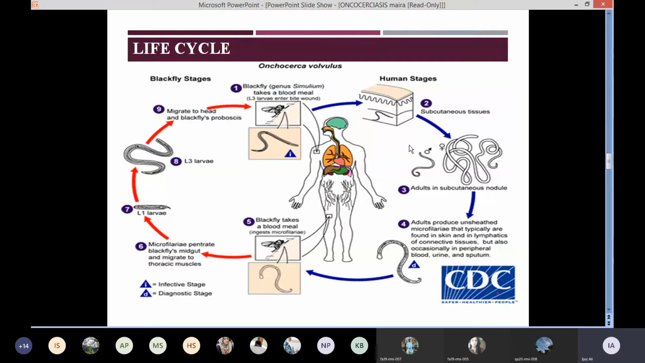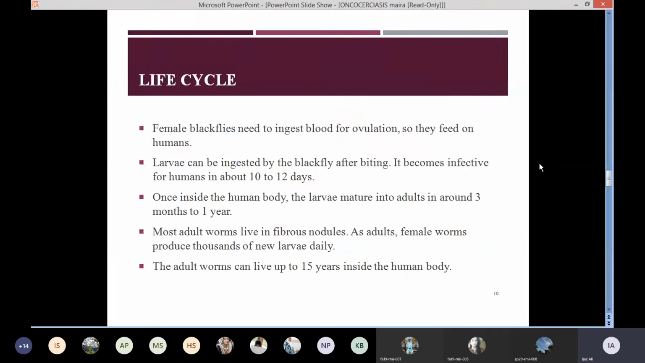If you look at the life cycle of this particular parasite, how does it complete its life cycle in two different hosts? One is the black fly and the other is human, because they live closely together in these different parts of the world. The female black flies need to ingest blood for ovulation, so they feed on humans. As I told you earlier, these flies need blood, and they suck blood from human beings or other animal species.